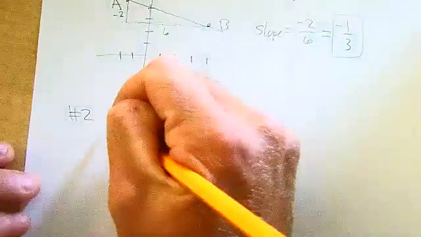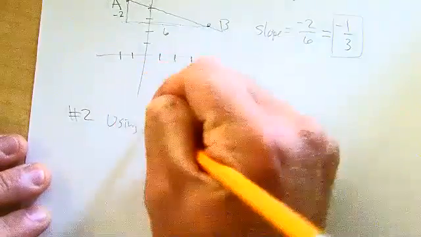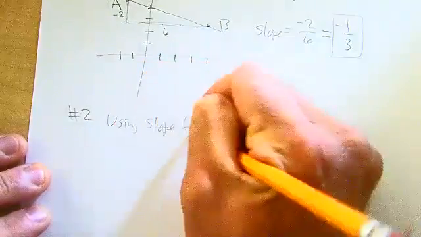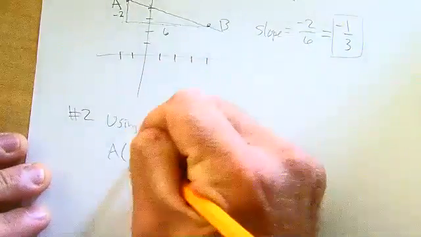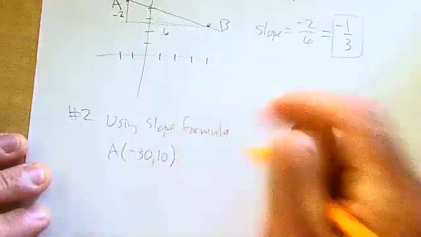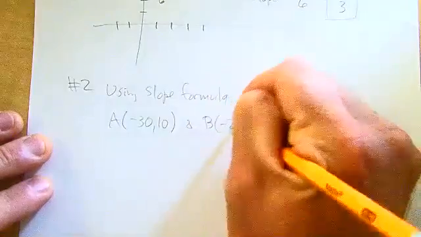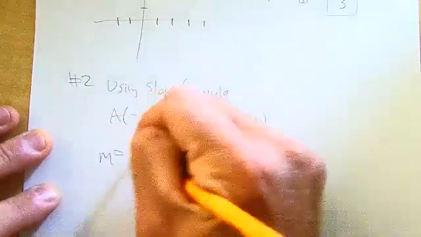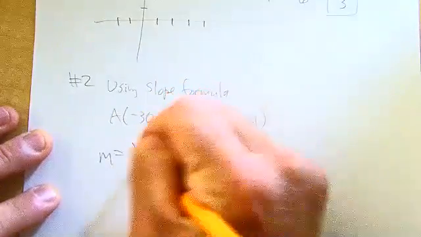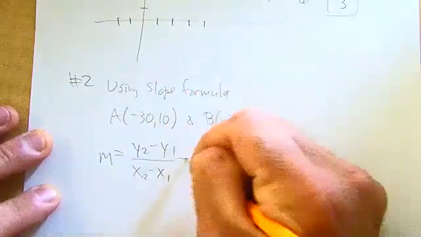So what if you had some bigger numbers maybe to deal with? So using slope formula, say A is maybe some bigger numbers where you wouldn't want to graph it out, right? If it's this big of numbers. And B, maybe -26, 4. Okay. Change in y's over change in x's.